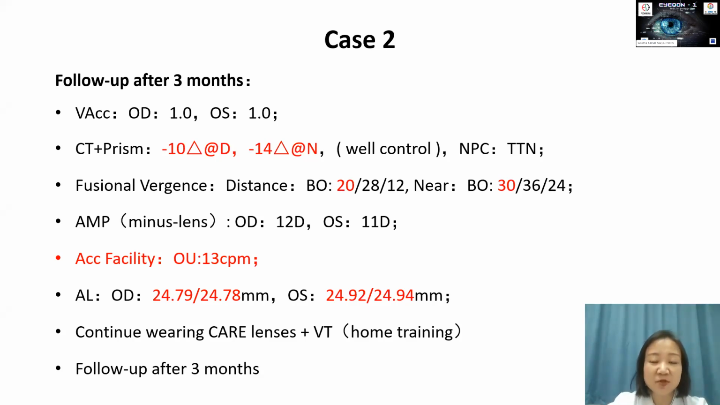Based on the above 2 cases, I believe that everyone now has greater confidence in fitting myopia control lenses for children with visual function abnormalities. By improving the patient's visual function through vision therapy and incorporating myopia control lenses, we can effectively delay the progression of myopia. These 2 approaches can be perfectly combined to achieve optimal efficiency while maintaining good visual function.